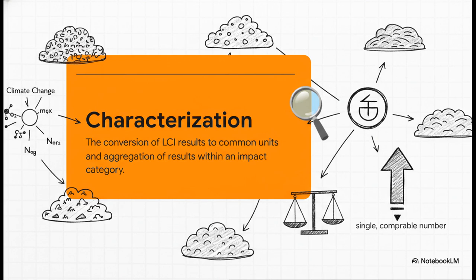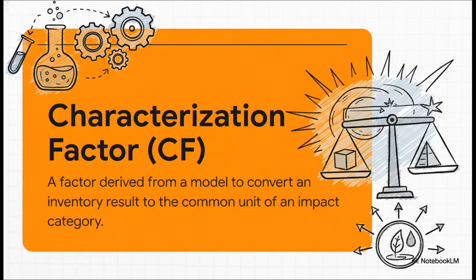It's the moment we take all those different chemicals in one pile, like our CO2, methane, and nitrous oxide in the climate change pile, and we convert them into one single comparable number. It's what lets us finally add them all together. And how does it do that? Well, with a little something I like to call the magic ingredient, the characterization factor. It's basically a conversion rate.